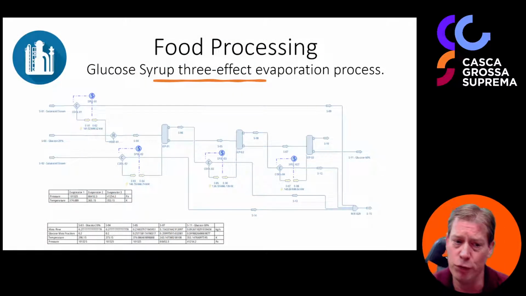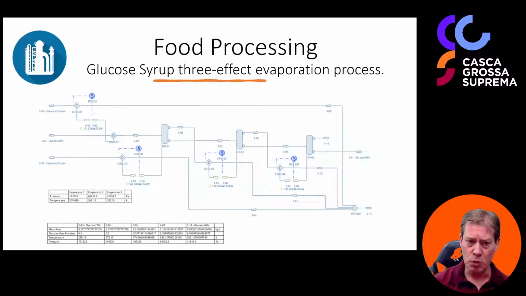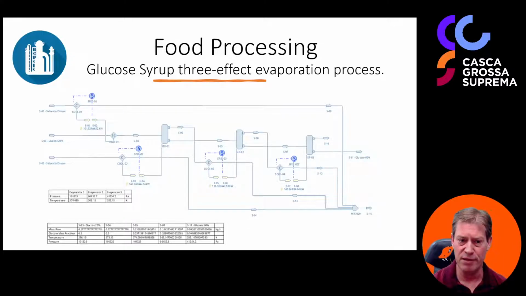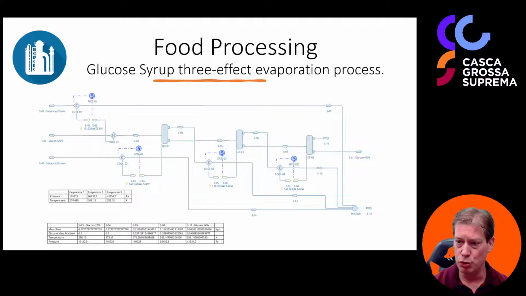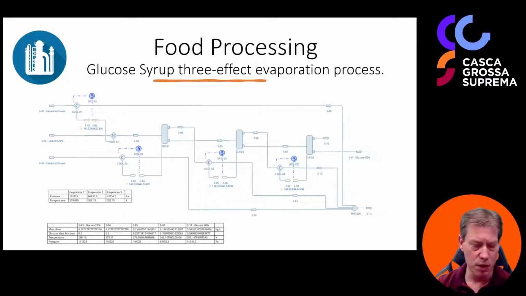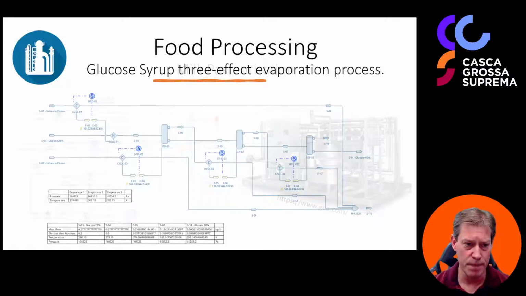So in the food processing area, we can mention the simulator of a multiple effect evaporation system like this. This is a case of a glucose syrup 3-effect evaporation process. So this is very good for us to show the students how to reduce the energy consumption in the industry.